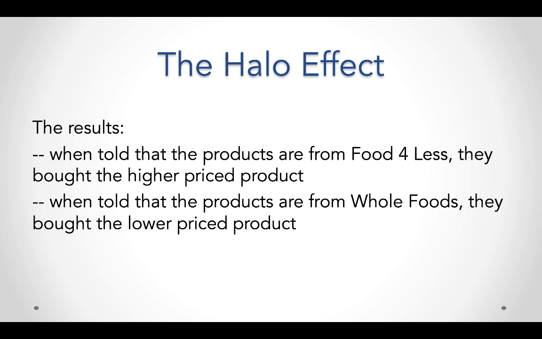Okay, so think about it for a second, how this range effect is used with the halo effect, and we'll continue on from here. In the case of Whole Foods, knowing that it's a quality store, buying the lowest price product doesn't hurt your values about food. And when you know that the store is a low price store, like Food for Less, you're buying the highest price product because you're thinking that it's better quality in that particular store. So this is very interesting how this affects our opinion, and this says a lot about how we price products and services.